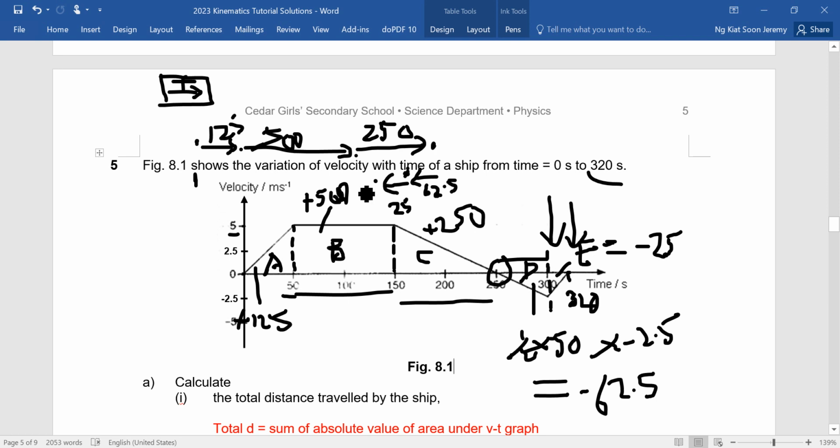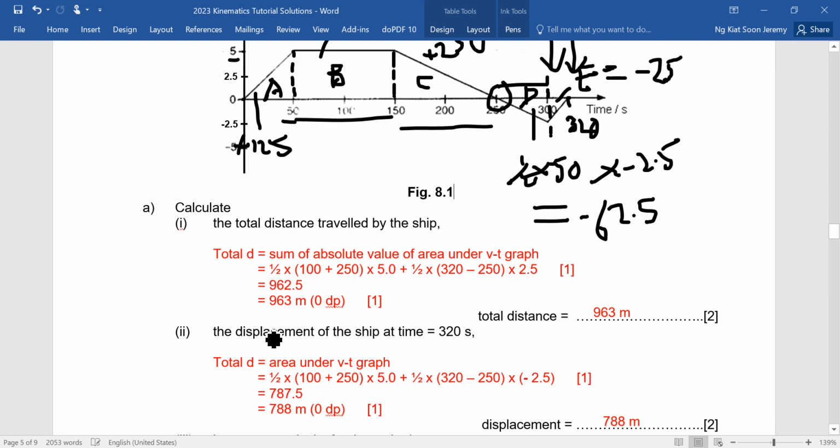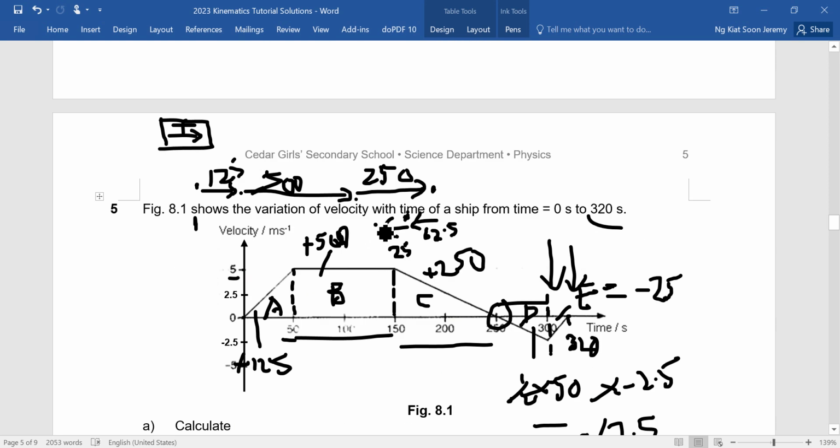So now be careful, because the question asks what is the displacement of the ship at t equals 320. Remember, at 320 I'm here, because I moved negative 25 back already. Now the displacement you must remember is always from the reference position to the position I'm currently at. So that is actually this length over here, from here to here.